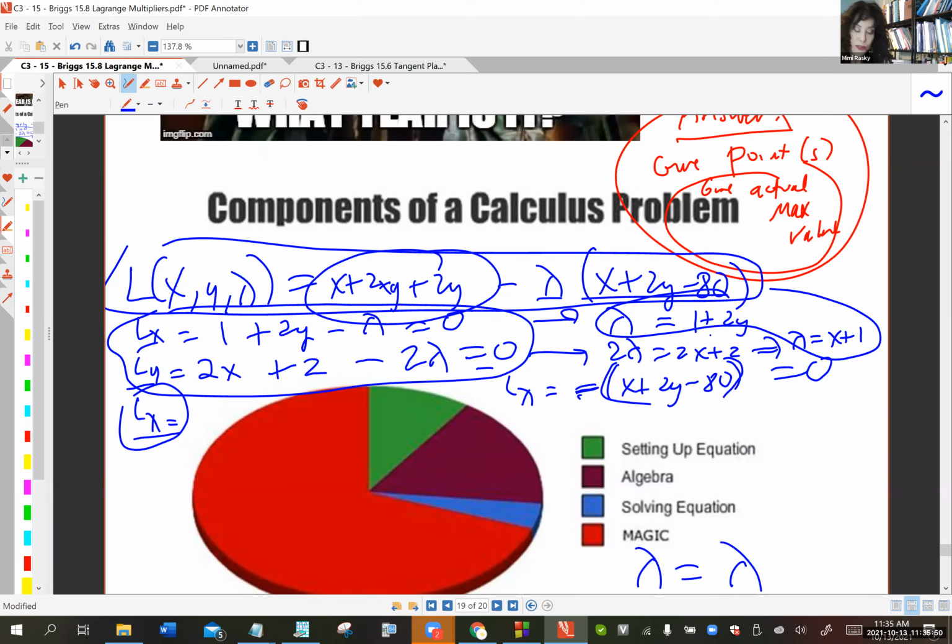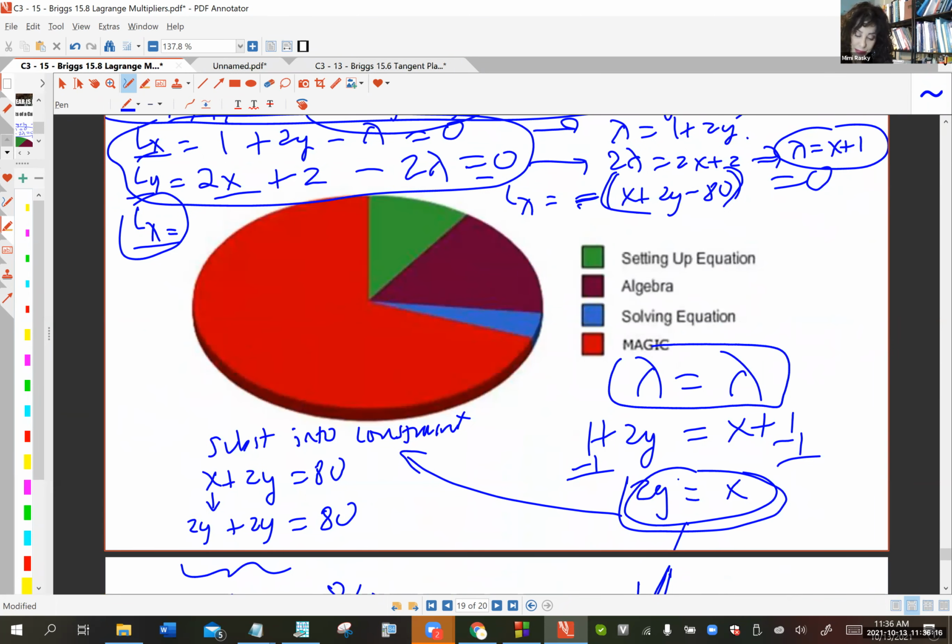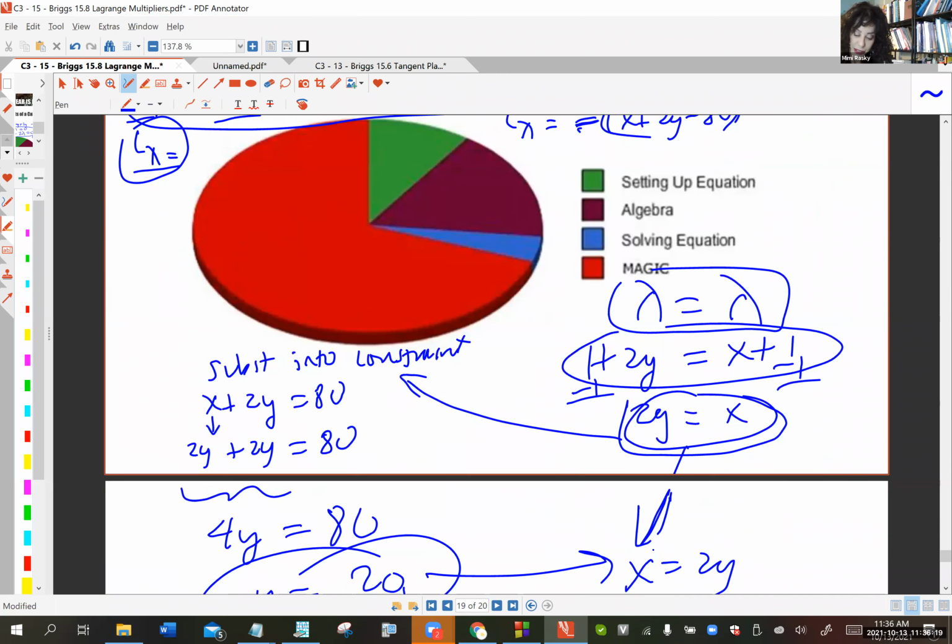And now you solve for lambda twice, so I'm going to take my Lx and solve it for lambda. I get 1 + 2y. I love when that happens. Lambda is equal to 1 + 2y. And then if I solve for lambda in the other equation, I get lambda = x + 1. But lambda has to equal lambda. So I set the two lambdas equal to each other, and I get x = 2y.